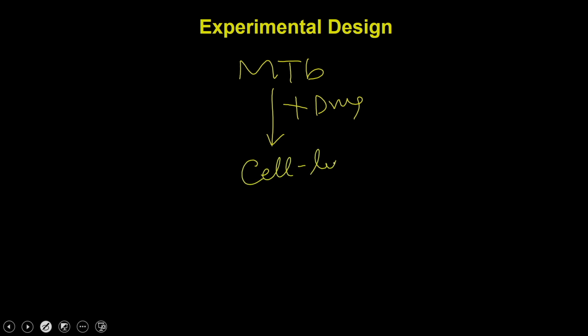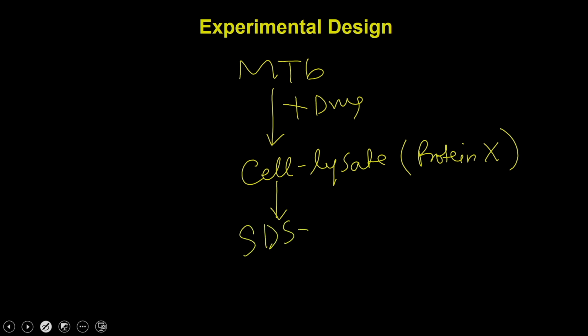So, in the experimental design, you can just take the MTB cells, and first you treat them with the drug, and then after that you prepare the cell lysate, which contains the protein of your interest, which is protein X in this case. Then you resolve this on an SDS PAGE, because you want to know only the molecular weight, you do not want to know the native molecular weight.